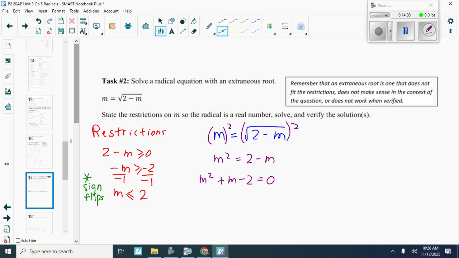Okay, so the first thing I want to do is look at that and say, can I do product sum? Can I just factor it? Because remember, we're solving for m. So see if you can simplify it first. Product sum. So our product is -2. Our sum is 1.